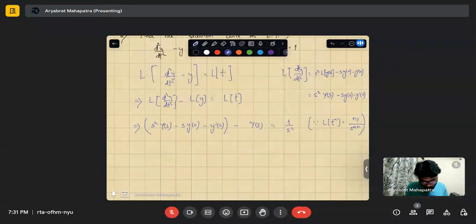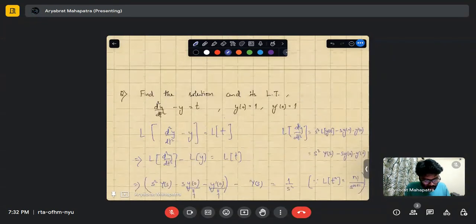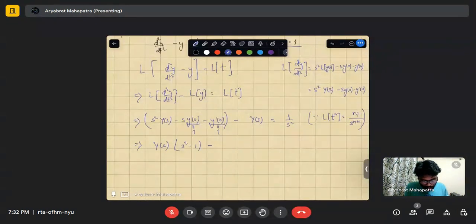So again you solve this algebraic equation, taking Y of s common, you get s square minus 1. Then y of 0 is equal to 1 and y prime of 0 is also equal to 1, which is given in your question. The initial conditions are y of 0 and y prime of 0 both 1. Using them here, I have s plus 1, and that is equal to 1 over s square.